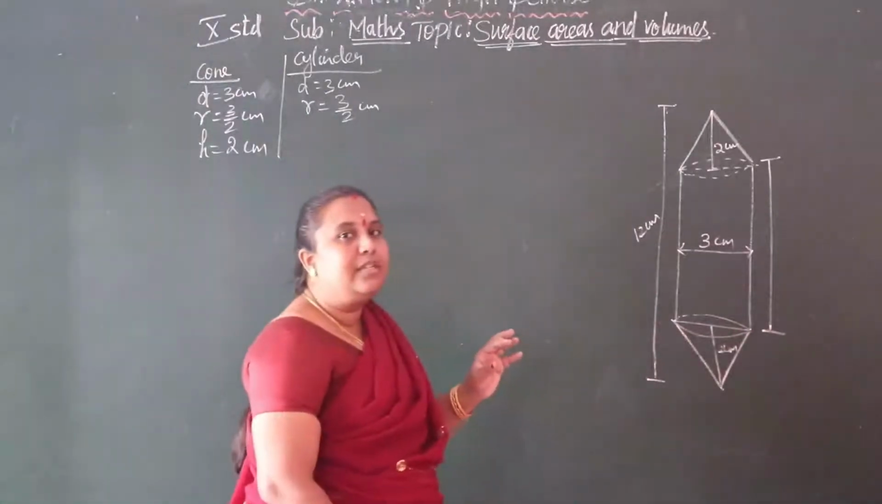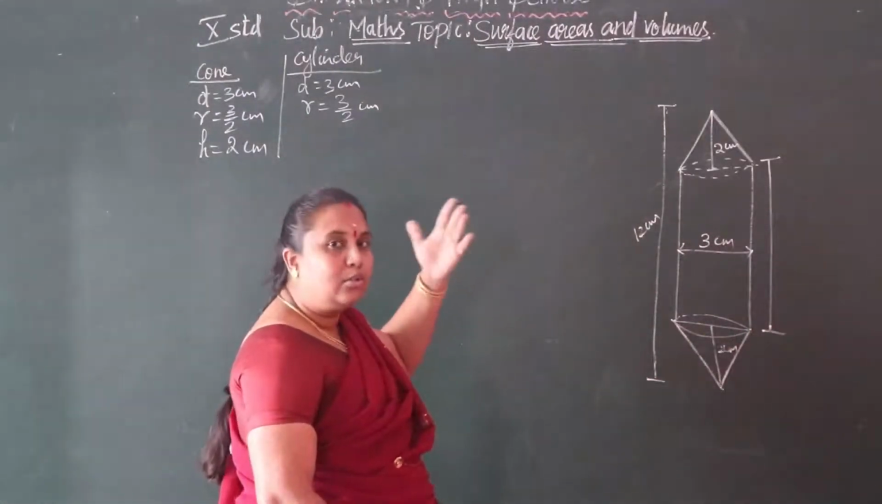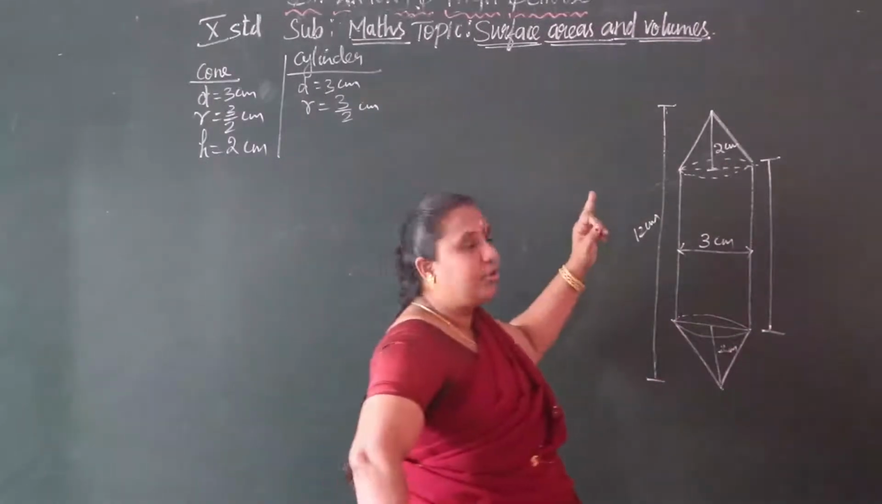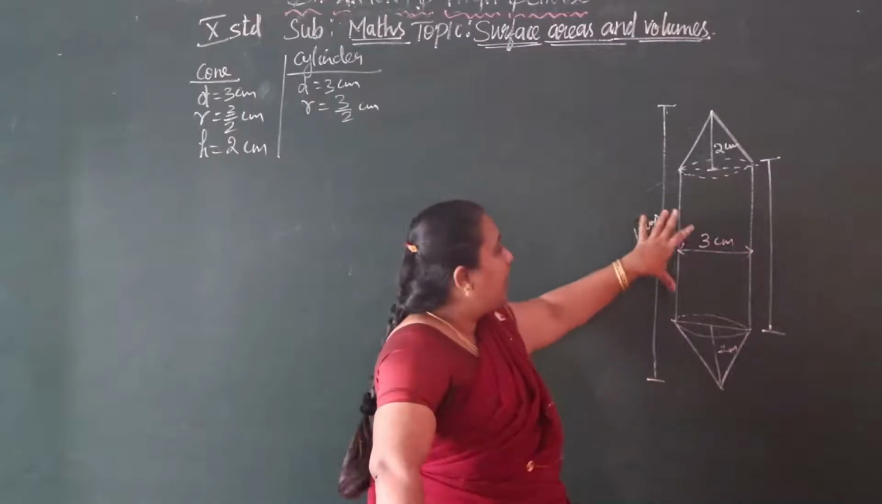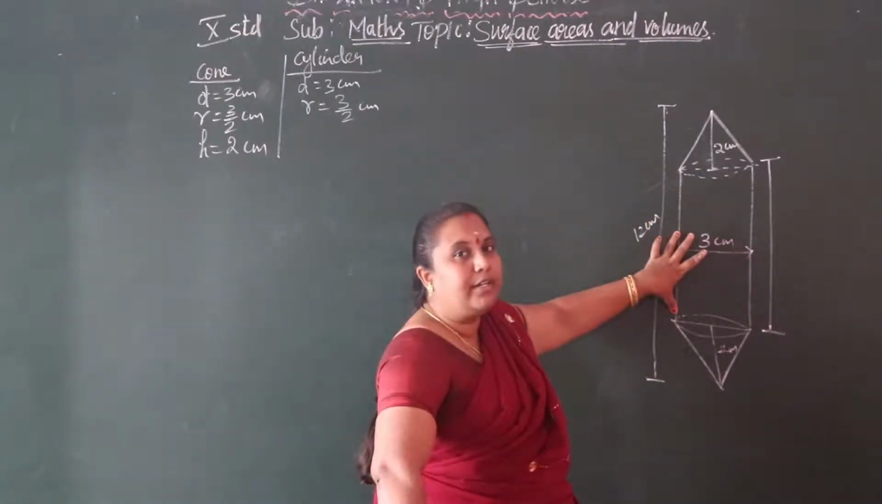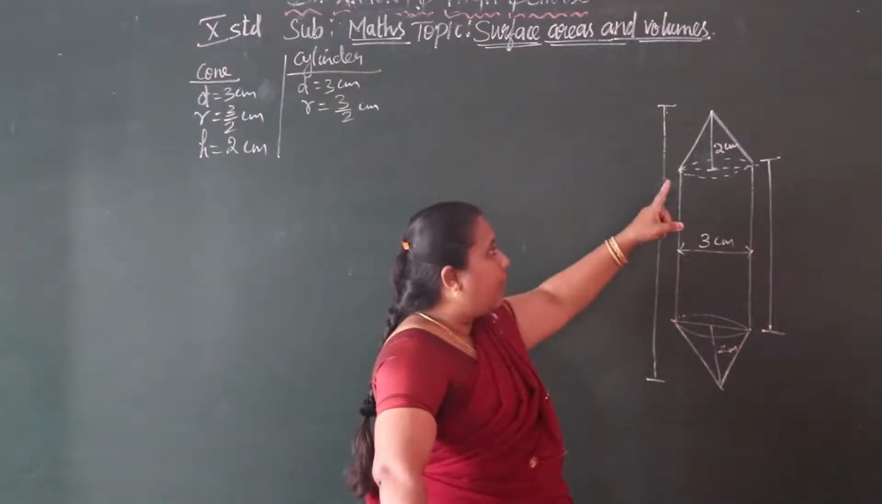To find the height of the cylinder, we want to subtract the heights of the two cones from the total height of the model. Understood, children? How to find the height of the cylinder? We have to subtract the two heights of the two cones.